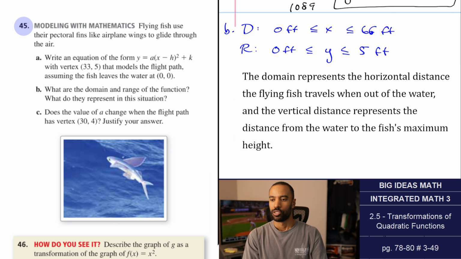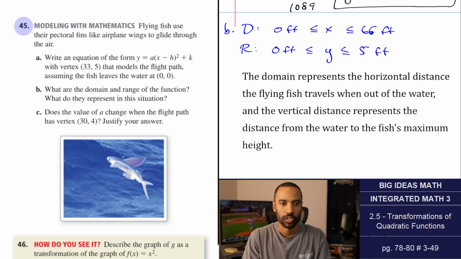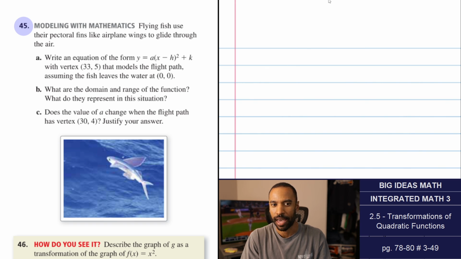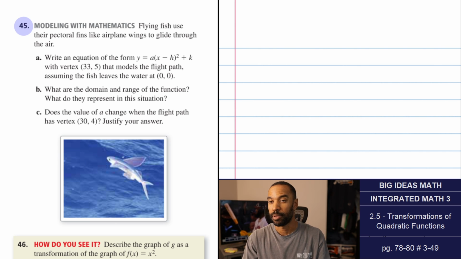All right. So there's part B. Let's go to part C. Does the value of A change when the flight path has vertex 30, 4? Justify your answer. Maybe. We'd have to play with it.